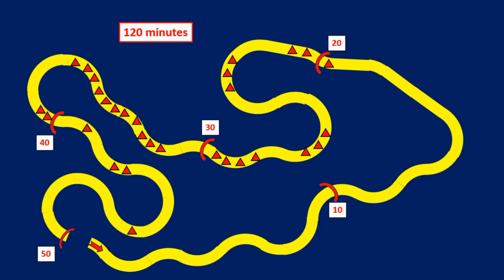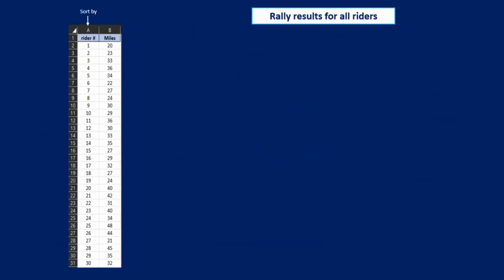So I asked the rally organizers for a list of the results and entered the data into this Excel spreadsheet. In column A, I gave each rider a number, and column B shows the number of miles each one rode. By the way, from now on, I'm going to refer to data organized into rows and columns like this as an array."